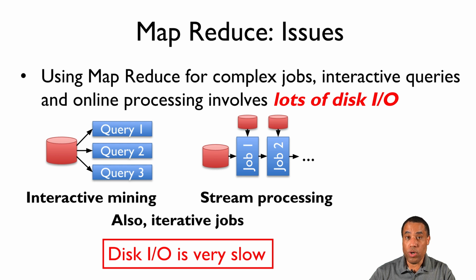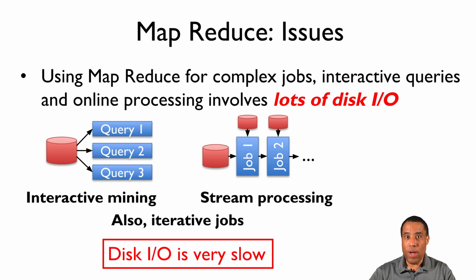Similarly with stream processing, we're reading data in from disk, processing it, and adding new data that we receive that comes in from disk, and then processing it, writing it to disk, and going on to our next stage. And then again, iterative jobs, which we've already seen. In all of these cases, the disk I/O we have to do is very slow.